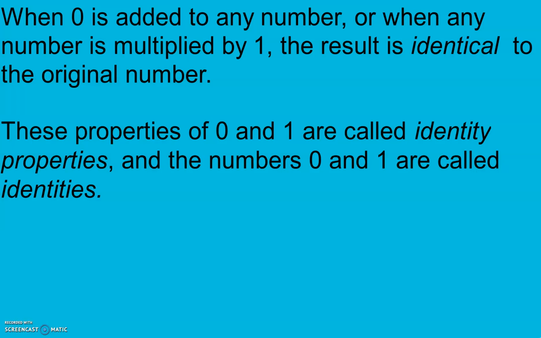Continuing on in section 2.1, when 0 is added to any number, or when any number is multiplied by 1, the result is identical to the original number. We call these our identity properties. And the numbers 0 and 1 are called identities. So again, adding 0 or multiplying by 1 gets us back to the identical place we started, and so we call them our identity properties.